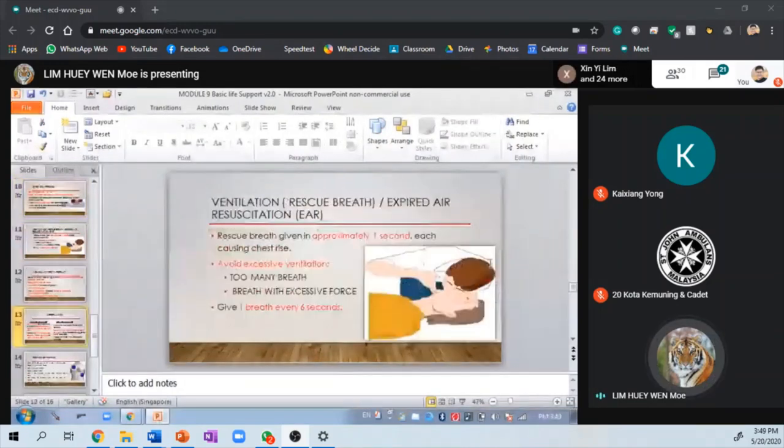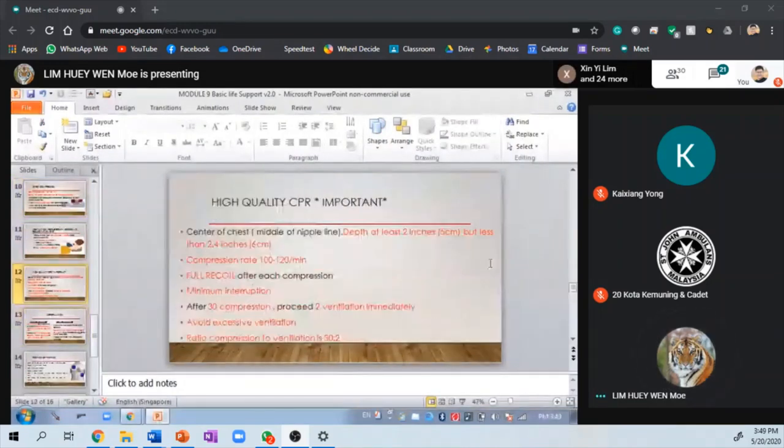Oh my god, sorry, this one is the compression rate. So this one is the high quality CPR. When you're doing the chest compression, you must be at the center of the chest, middle of the nipple line. Like just now, the depth is at least 2 inches, 5 cm, but less than 2.4 inches, 6 cm. The compression rate is 100 to 120 per minute.